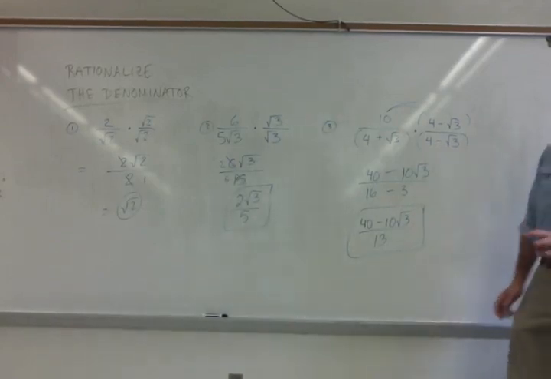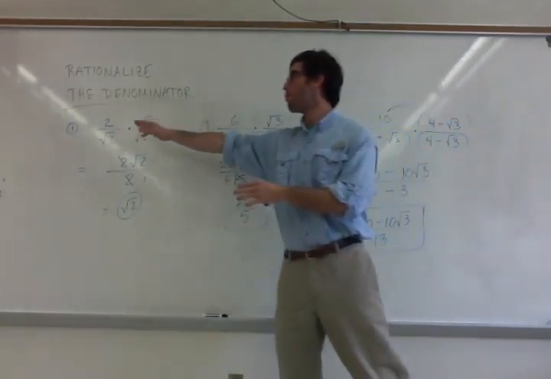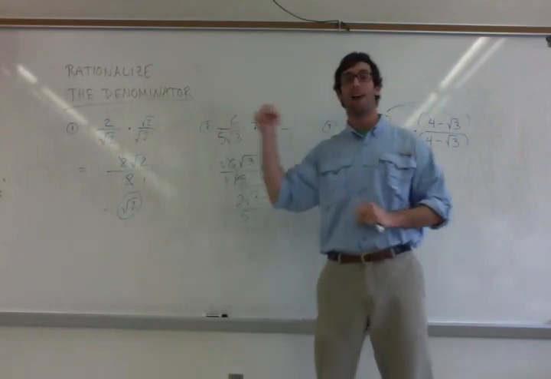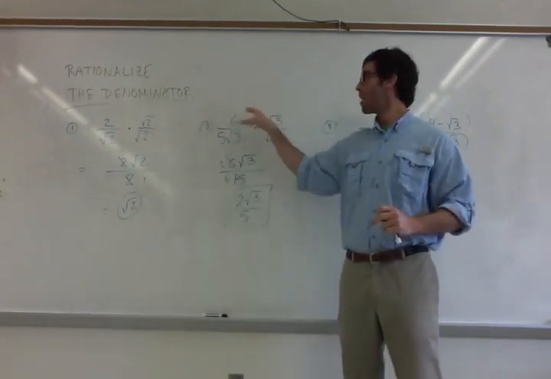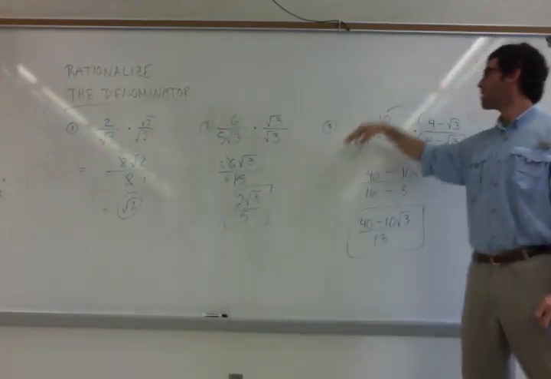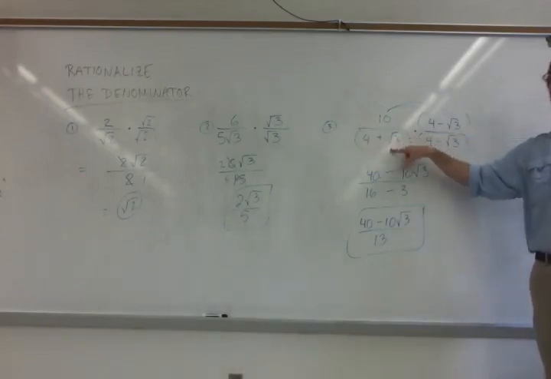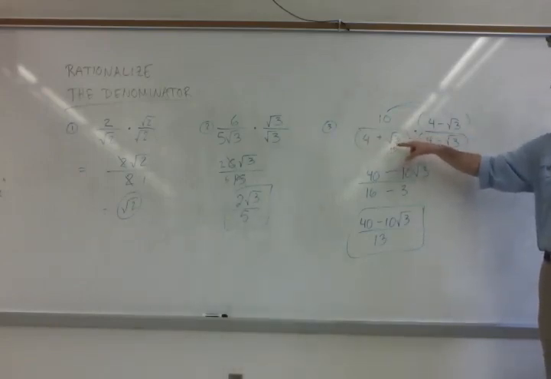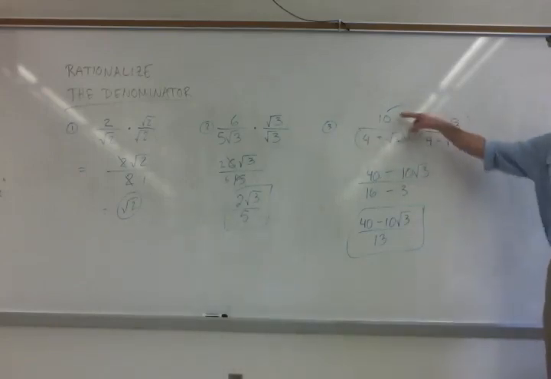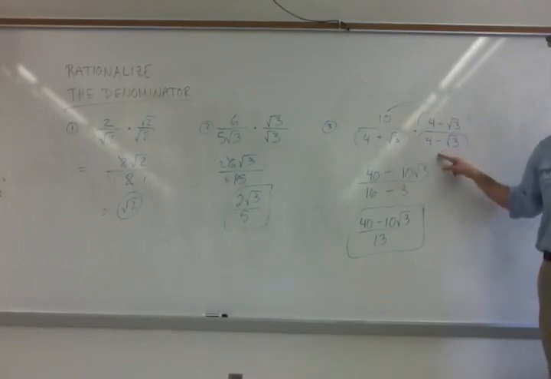So just to quickly review, when it's just one term in the bottom, one radical, we multiply by the exact same thing. Those are a lot easier. All right? And then we simplify if we can. In number 3, there was a binomial down here. And we have that. We multiply by the conjugate. And we'll have to do some distributing and foiling. It's a longer problem. All right?